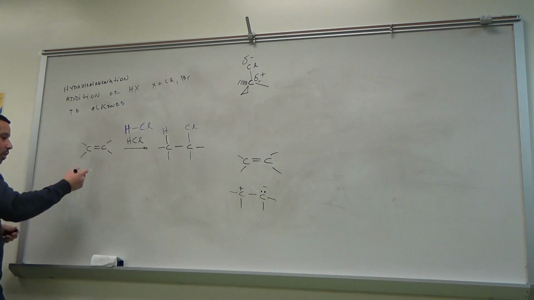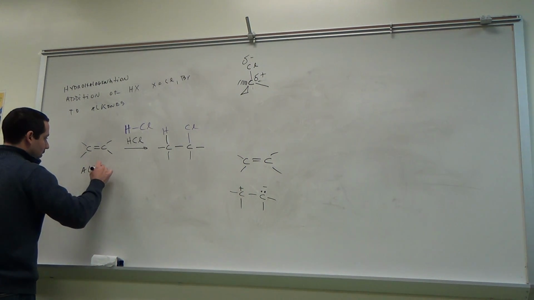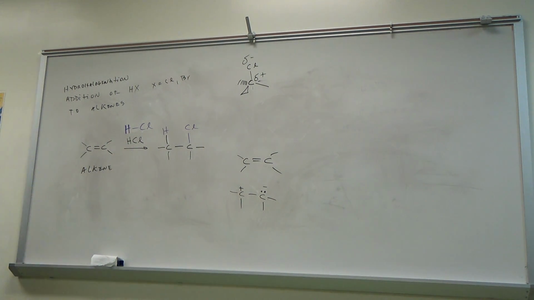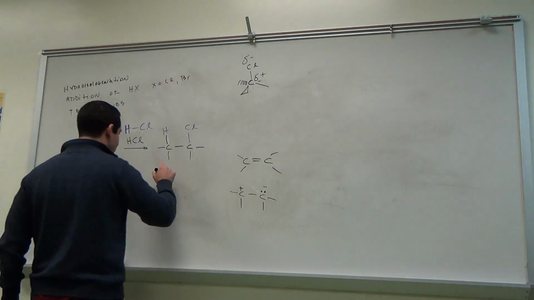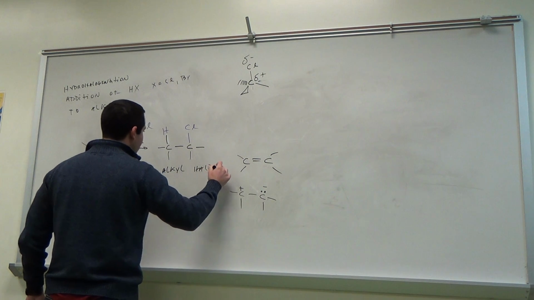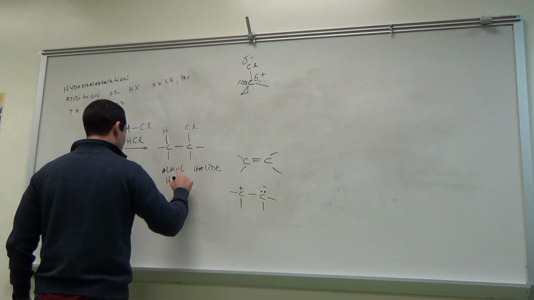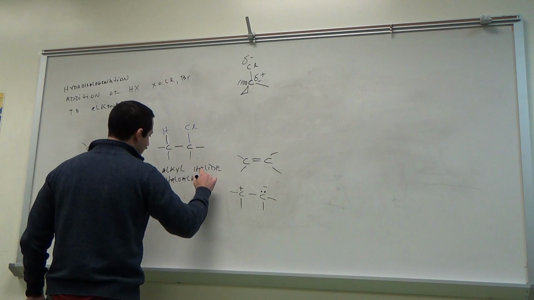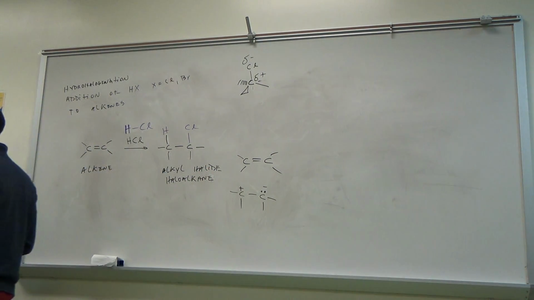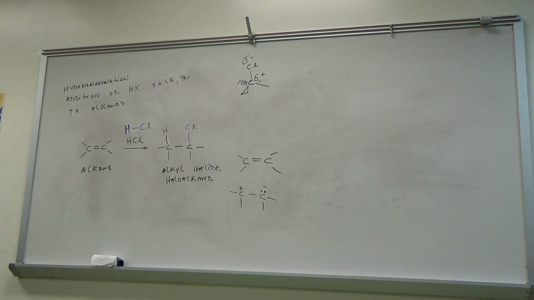So from an alkene, when you add that, this reaction is called hydrohalogenation. You are going to get something called an alkyl halide, or haloalkane. You guys remember this functional group? Alkyl halide? Yes or no?